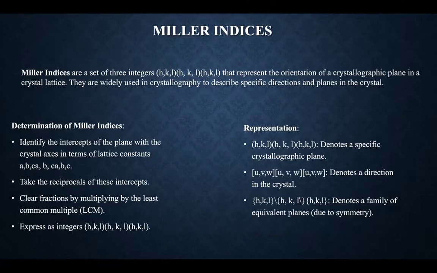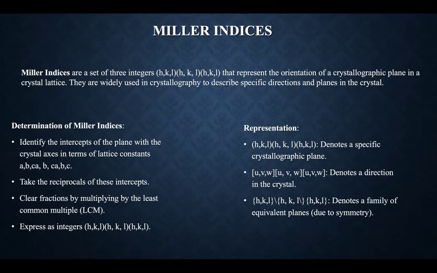So now moving on to Miller indices. Miller indices are a set of three integers denoted by H, K, and L that represent the orientation of a crystallographic plane in a crystal lattice. They are widely used in crystallography to describe specific directions and planes in a crystal. Now we'll see how to determine these Miller indices. Before that, what are Miller indices?